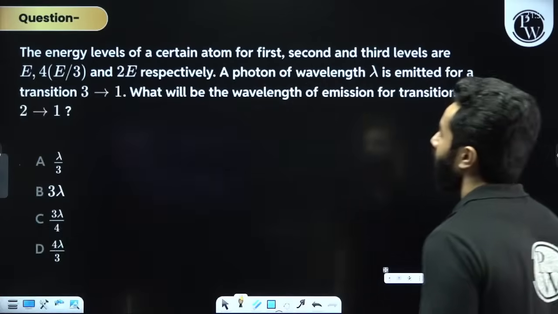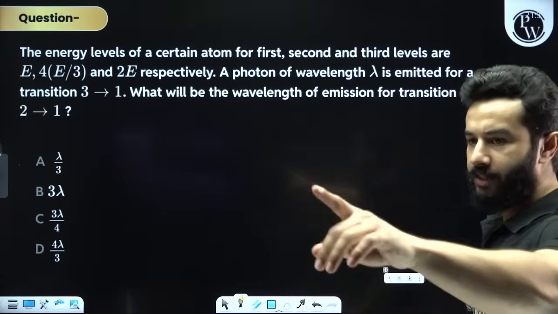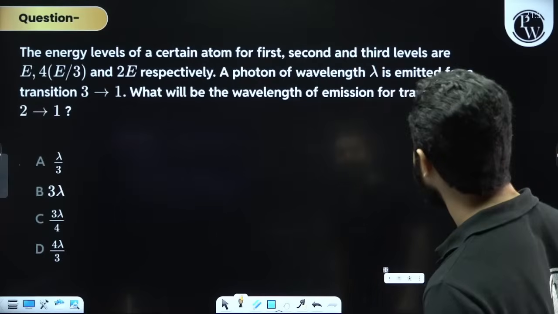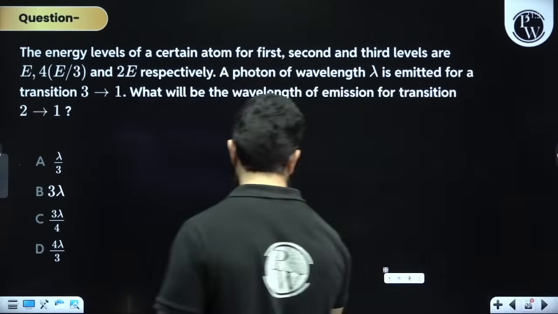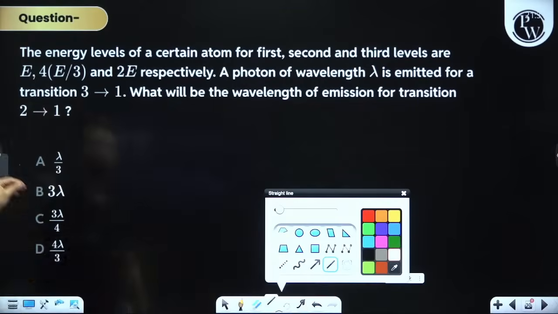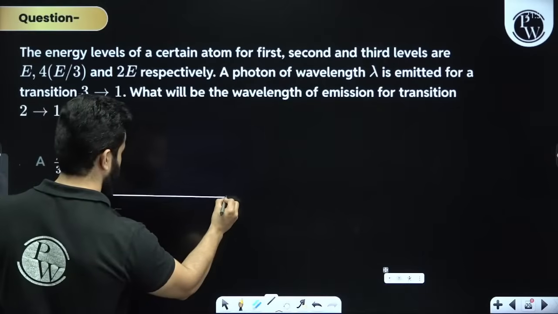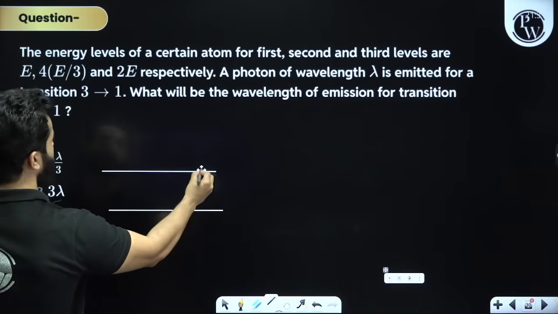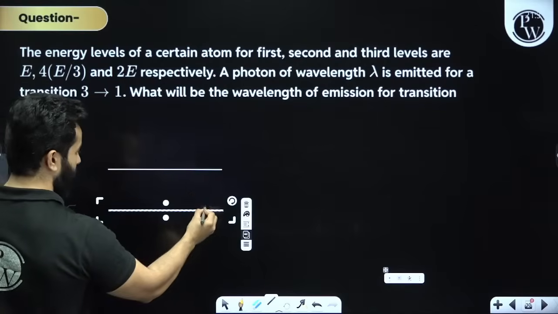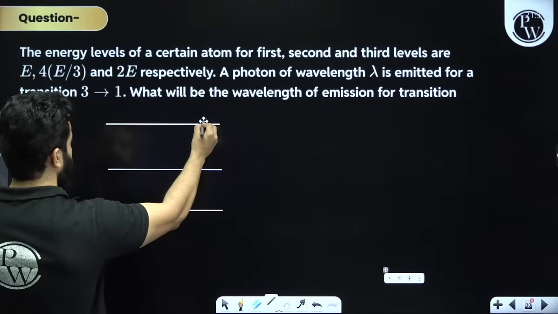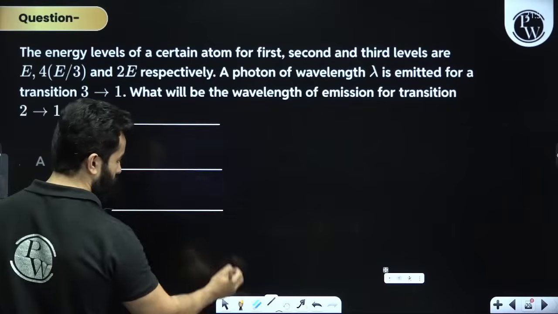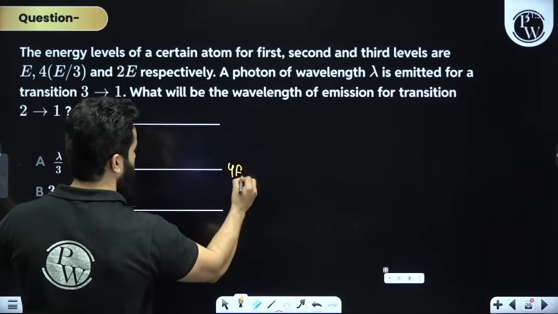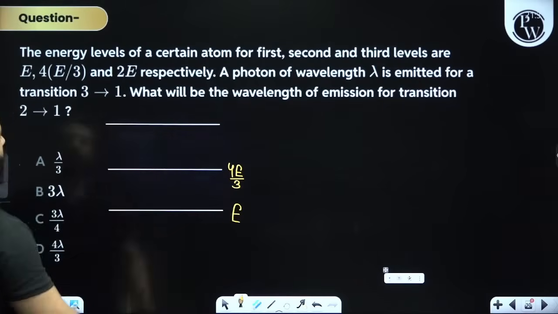The energy levels of a certain atom, everything's going good, right? The energy levels of a certain atom for first, second and third levels are given. See what they are saying. For the first level it's E. Then it's 4E by 3, and then it's 2E.